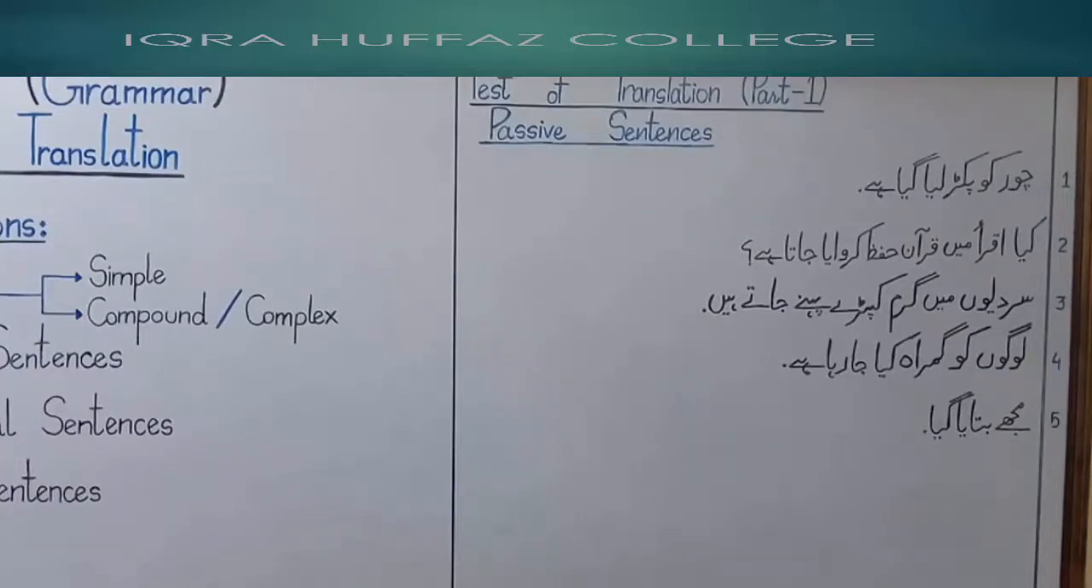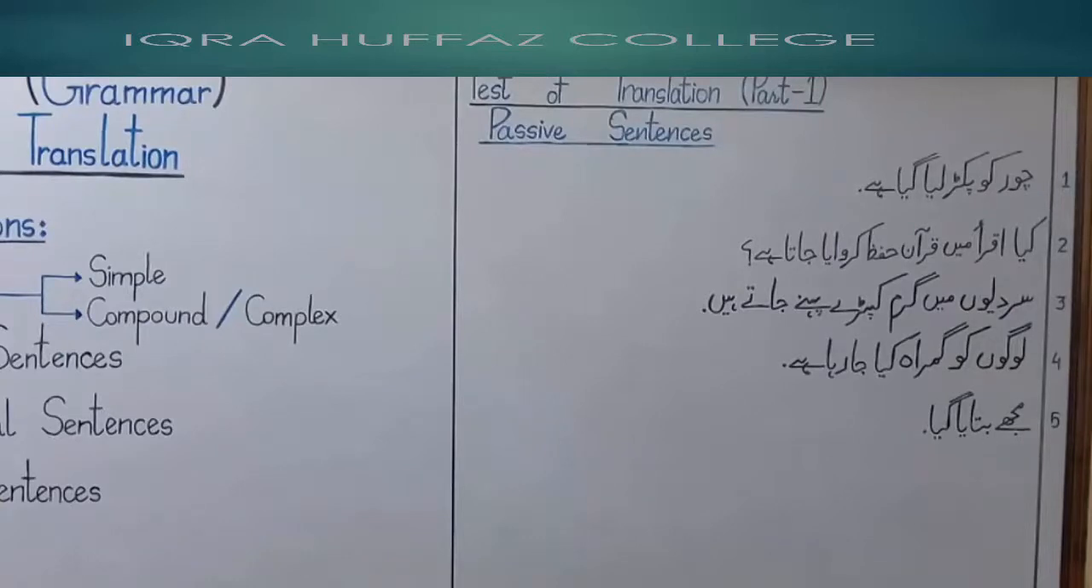Number 5, मुझे बताया गया. Student, you people may have observed that in any one of these 5 sentences, I am not using the agent, which means by plus object of the passive voice. So you people have to translate these sentences without the agent.